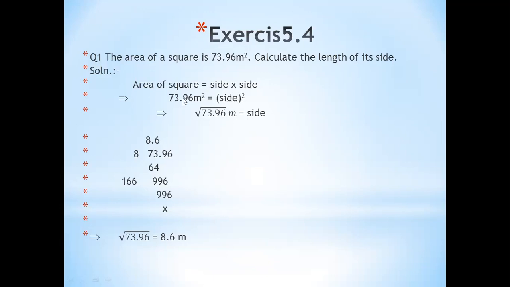We take the square root on both sides. Why do we take the square root on both sides? To find the length of the side. Here side square is given. We want to find only the length of the side, not side square. Therefore we take the square root on both sides. When we apply the square root on both sides, square and square root will cancel, side will come, and under root 73.96 will come. Meter square and square root cancel, so meter will come outside.